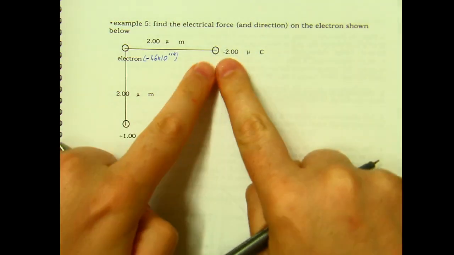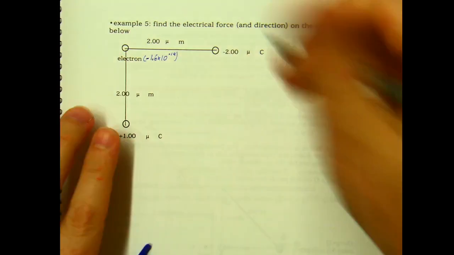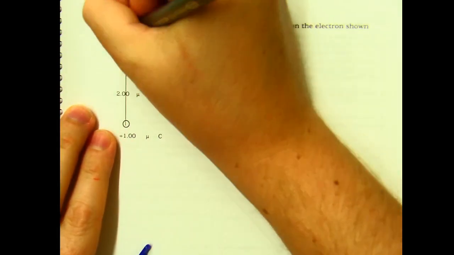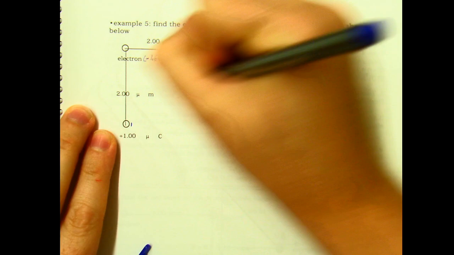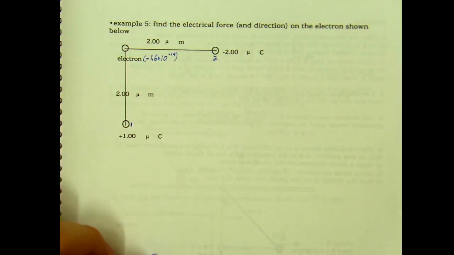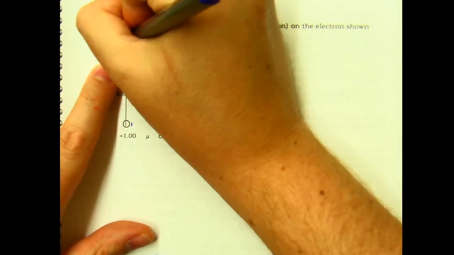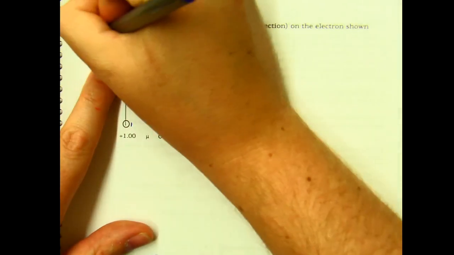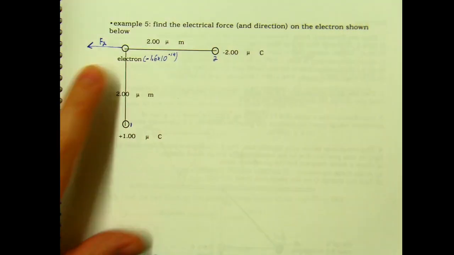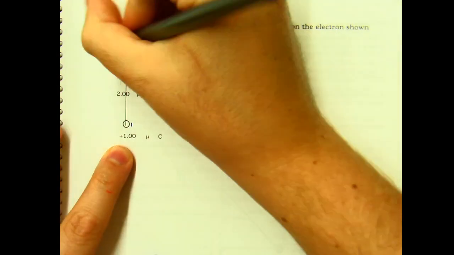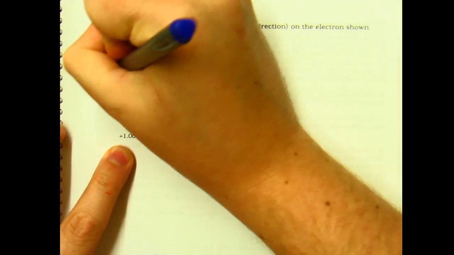So this negative charge and this negative charge are going to repel each other. I'm going to call this object 1, and this object 2. These two are going to repel each other, so the electron is going to experience a force this way. I'm just going to call this F2. This one is positive, that's negative, so there's going to be an attractive force down. I'll call that F1.